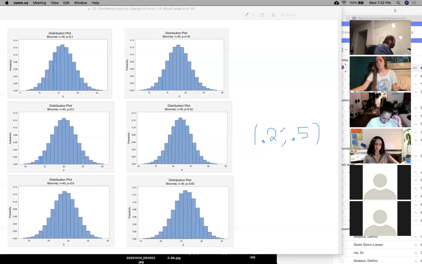How would we write out the confidence interval? You could say your confidence interval is from 0.2 to 0.5, exactly like I wrote it there. Okay.